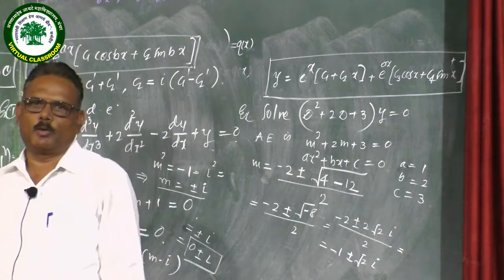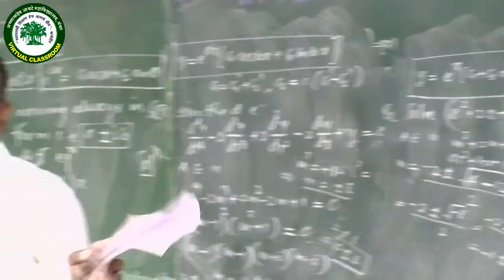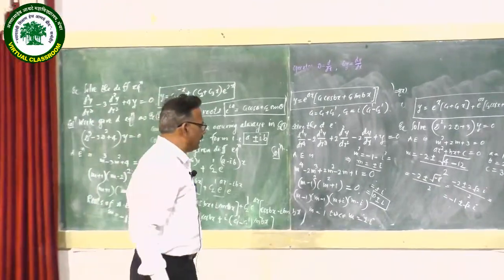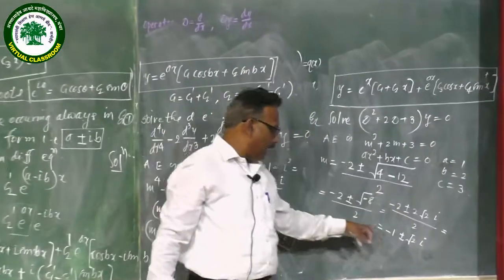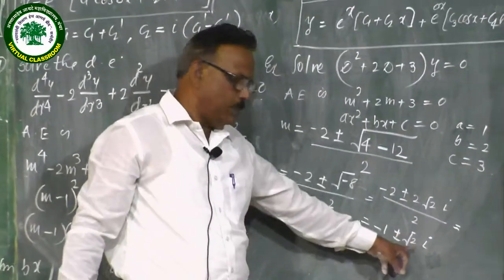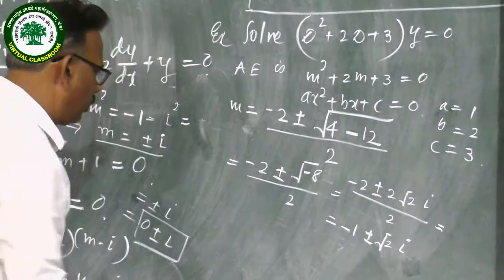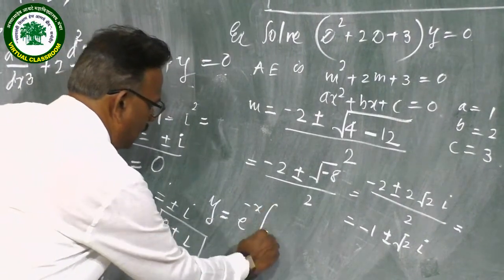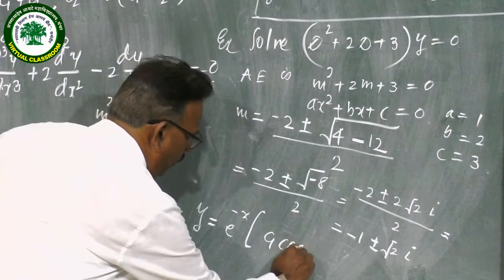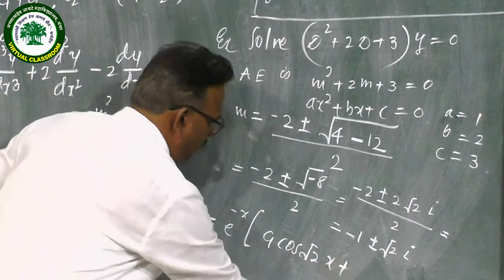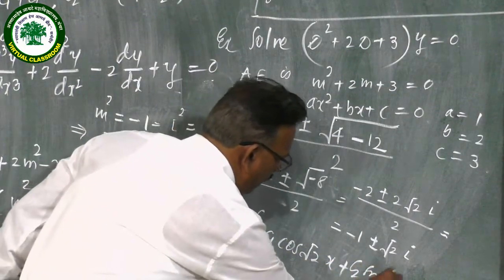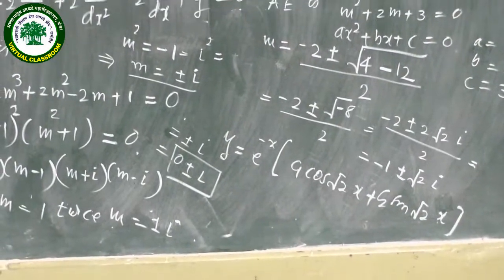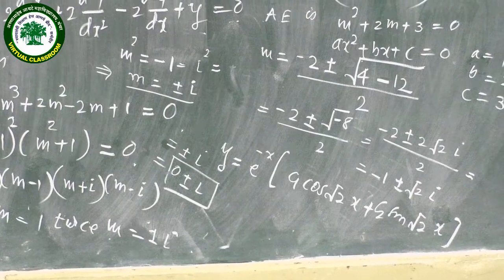These are the roots of the given auxiliary equation. If roots are in complex form, again we are repeating the same case: a = −1, b = √2. Therefore, the solution will be y = e^(−x)(c1 cos √2x + c2 sin √2x). This is its solution, which is a very interesting part.